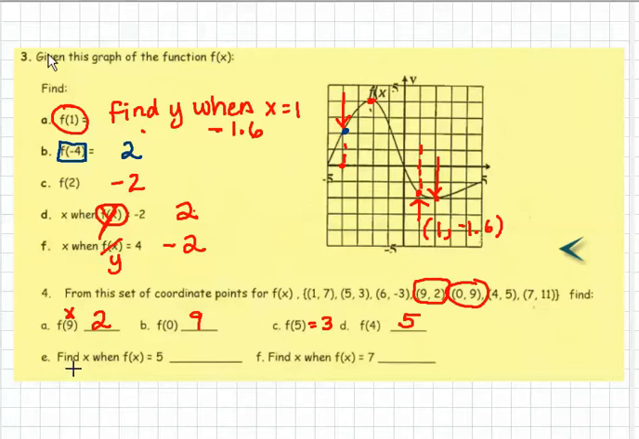Find x when, think of this as really saying y: find x when y is 5. I'm going to come along these points, and the only place I see a y value of 5 is right here, and at that point my x is 4. Now find x when y is 7. It's not this one, because this is where my x is 7. Where my y is 7, it's this one right here, and when y is 7, my x is 1. Let's see if we have some more to try.